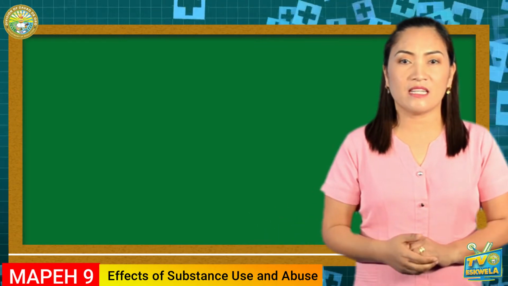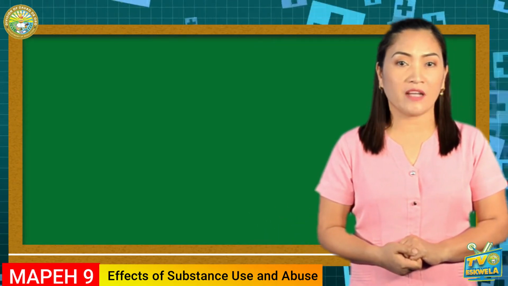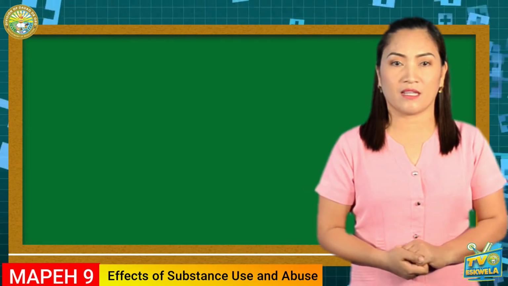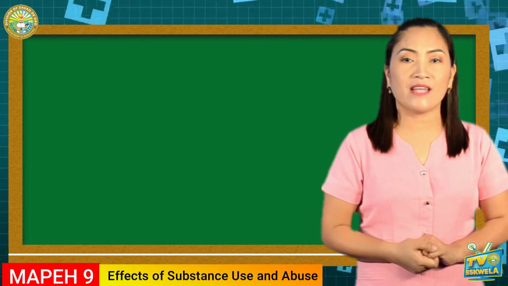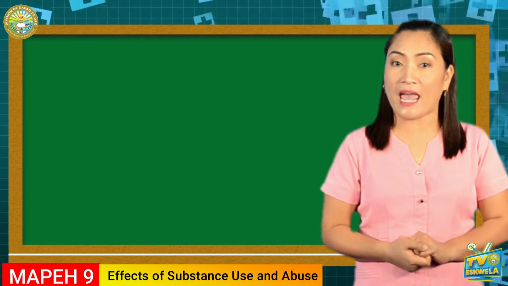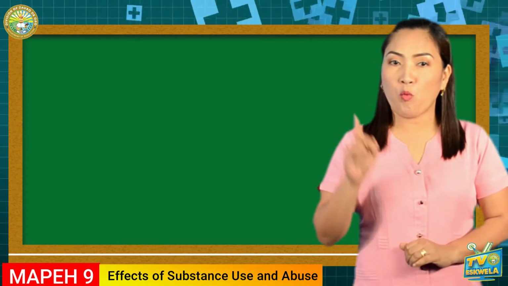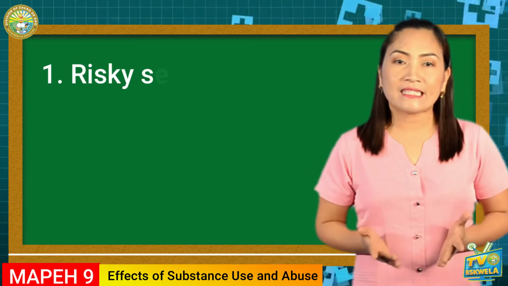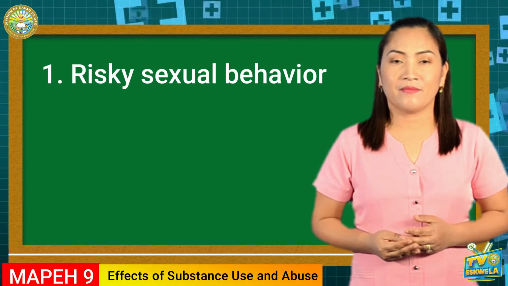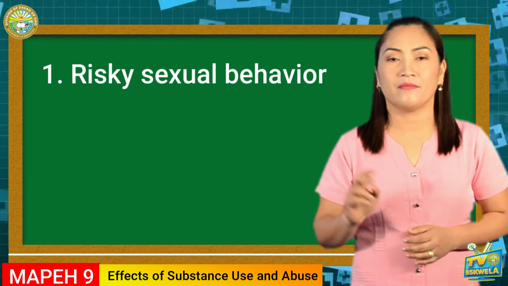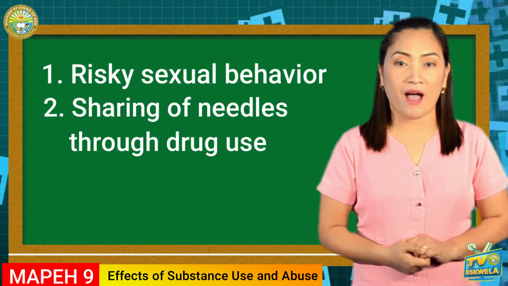There are thousands of cases of infection in relationship to drug use and abuse. The two most recorded means of transmission of HIV/AIDS are the following. Number 1, risky sexual behavior. Number 2, sharing of needles through drug use.